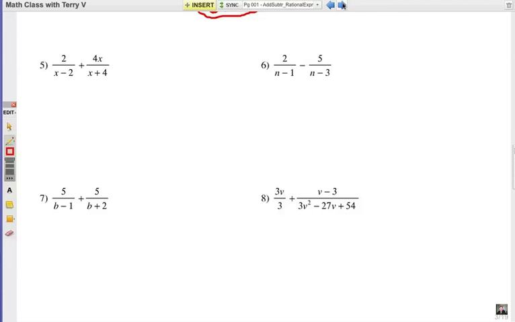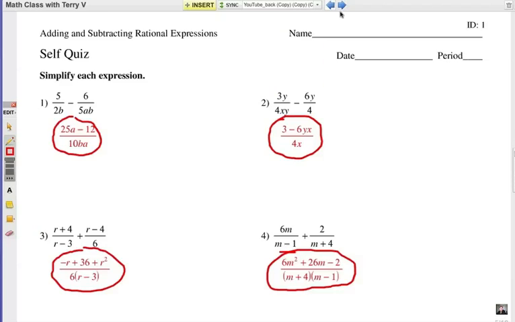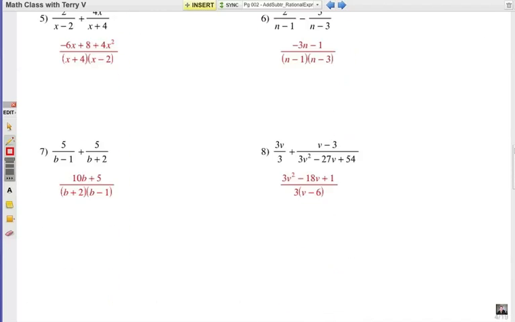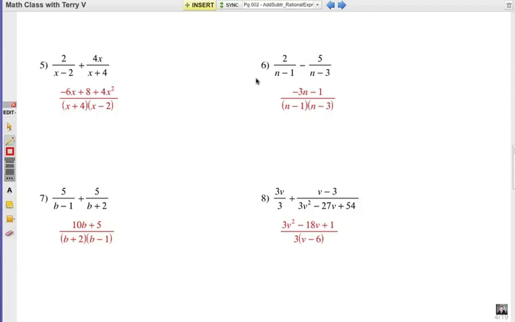All right, here are the final answers, 6 through 8. Let's take a look here. Your common denominator is going to be those 2 binomials multiplied. Notice how this x minus 2, the first fraction, means you're going to multiply both top and bottom by x plus 4. And this second fraction has x plus 4 as a denominator. You're going to multiply top and bottom there by x minus 2.